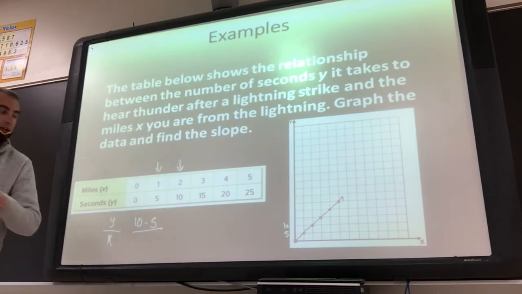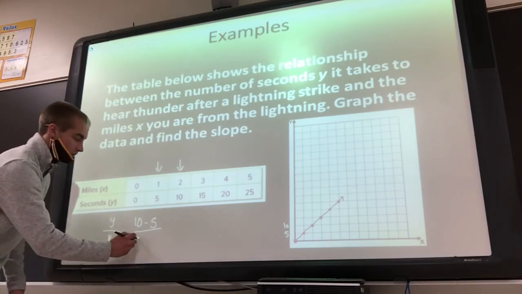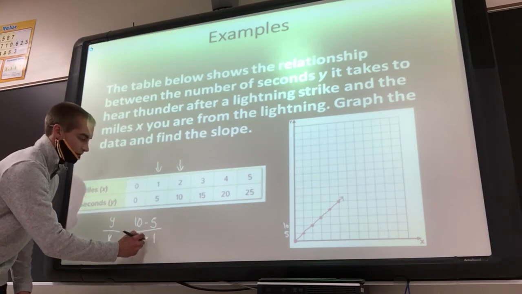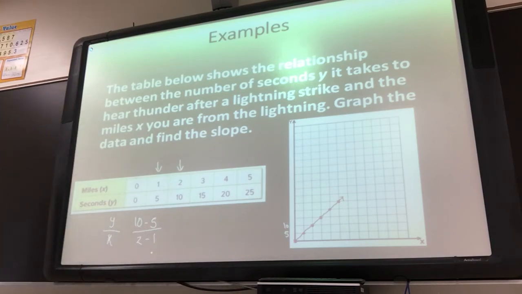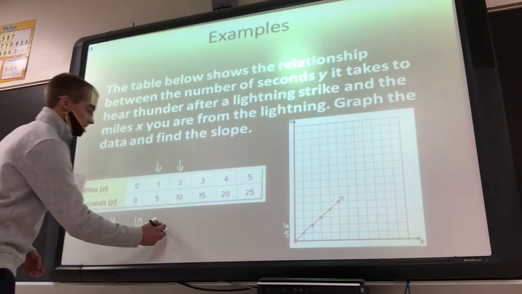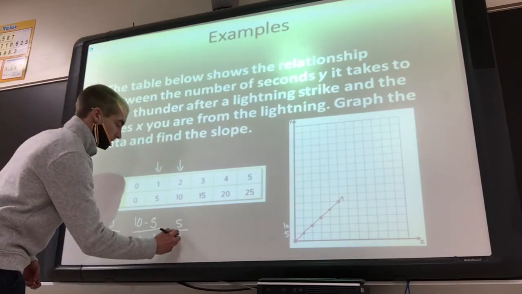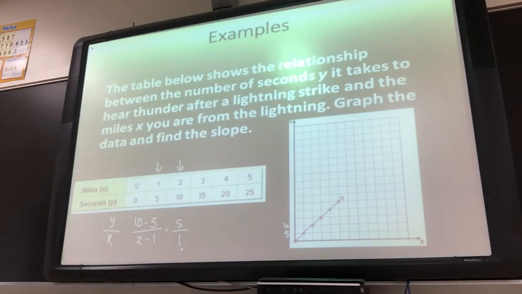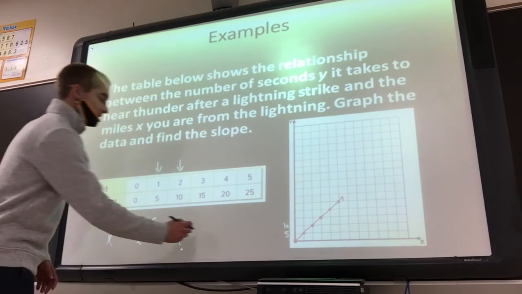2 minus 1, because 10 goes with 2 and 5 goes with 1. So 10 minus 5 over 2 minus 1. Then subtract them, and that's going to get us 5 over 1, or you could also write that as 5.